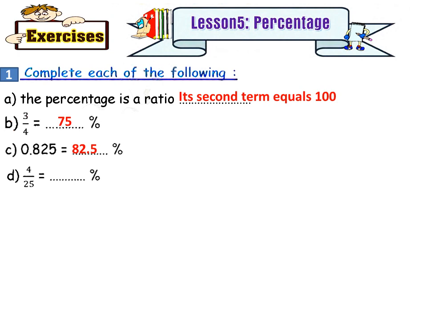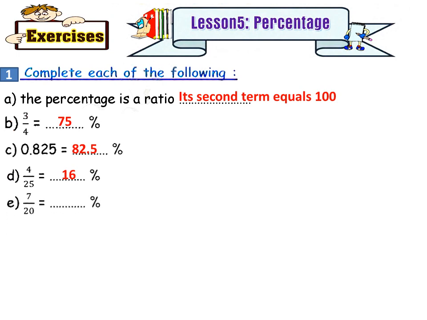Letter D. 4 over 25 equals what as a percentage. As we know, we can convert any fraction by multiplying it by 100. 4 over 25 times 100 on the calculator will give me 16%, okay? Again, 4 over 25 times 100. We can reduce 25 with 100, which gives me 4. 4 times 4 equals 16%. So 4 over 25 as a percentage equals 16%.